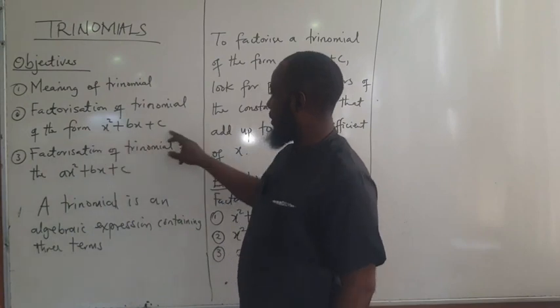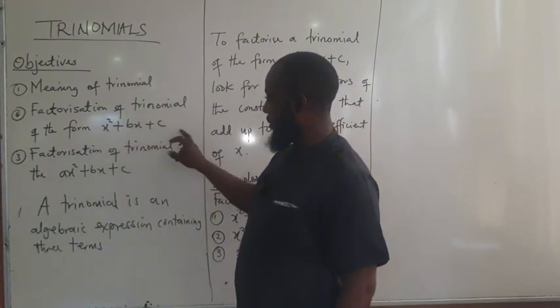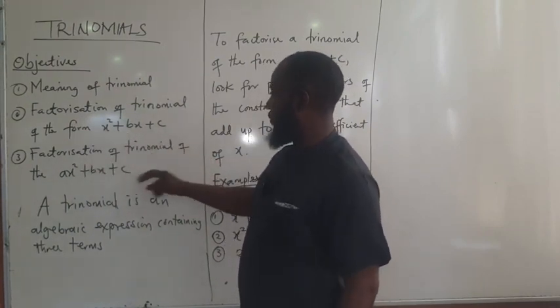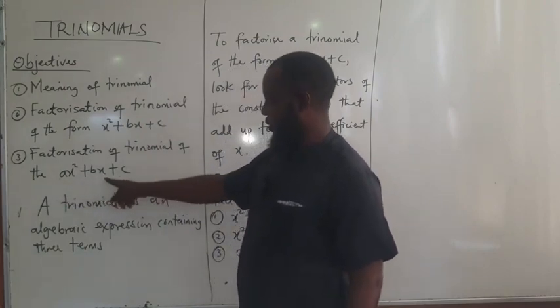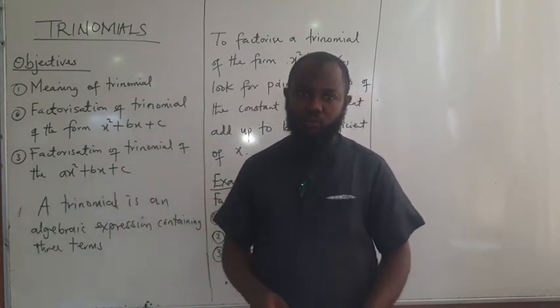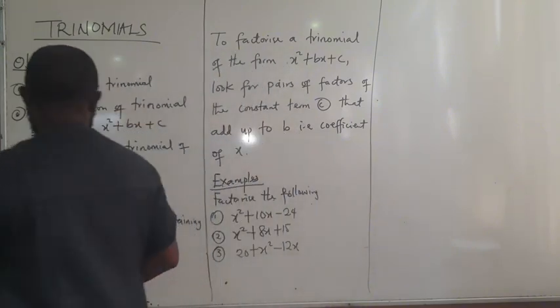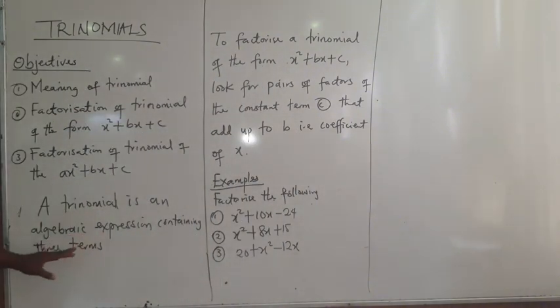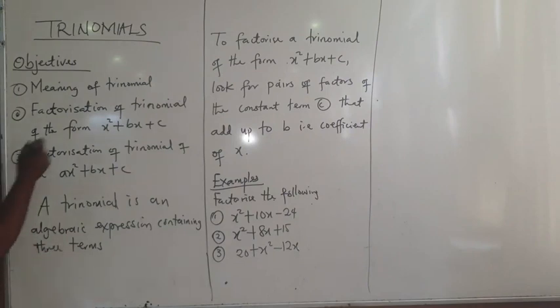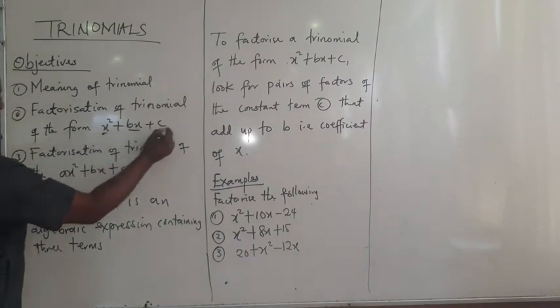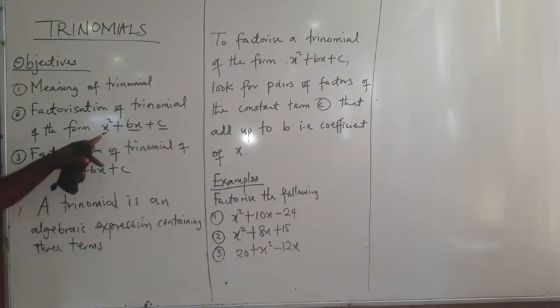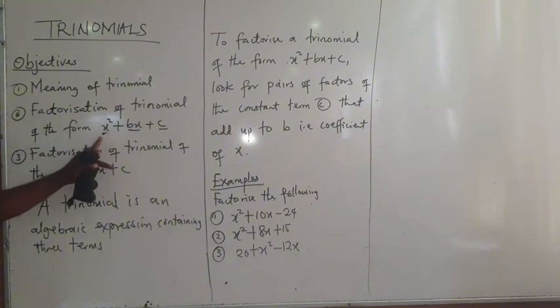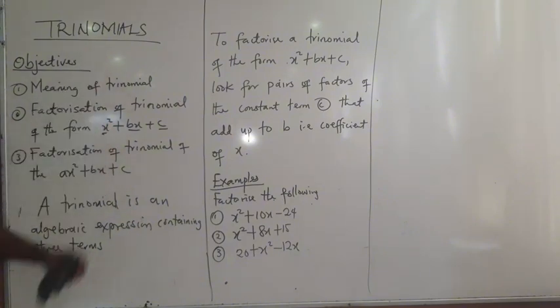We form this x squared plus bx plus c. Then factorization of trinomial of the form ax squared plus bx plus c. So that's what we want to look at. Now, when we talk about trinomial, we are talking about an algebraic expression that has 3 terms. As you can see, this is the first term, second term, and the third term. So if you have an algebraic expression with 3 terms like this, the first term being a power of 2, that is what we call trinomials.